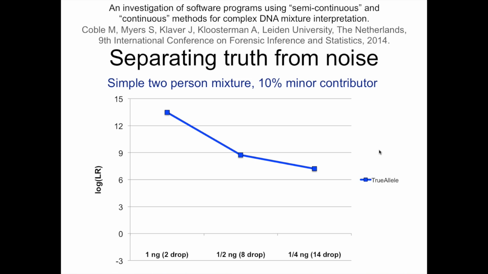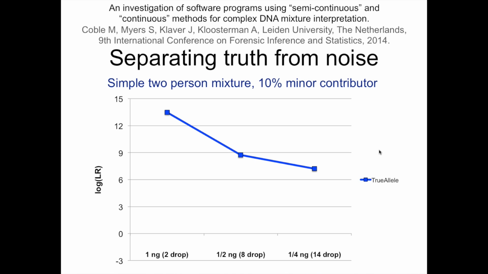This data is from a study that was presented at the International Conference on Forensic Inference and Statistics in Holland this August by Atte Kloosterman from the Netherlands Forensic Institute, and it looked at different software programs using different methods for complex DNA mixture interpretation. What we're seeing here is the results with TrueAllele. On the x-axis, we have different amounts of DNA and different numbers of dropouts. 1 nanogram with 2 dropout events, half a nanogram with 8 dropout events, a quarter of a nanogram with 14 dropout events. And on the y-axis, we see the log of the likelihood ratio, the amount of information.